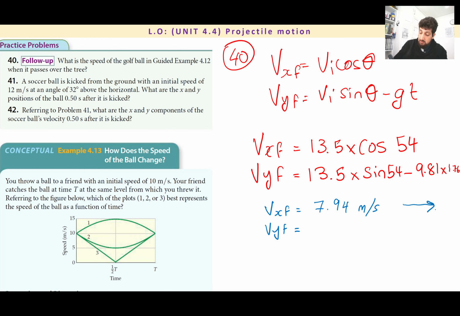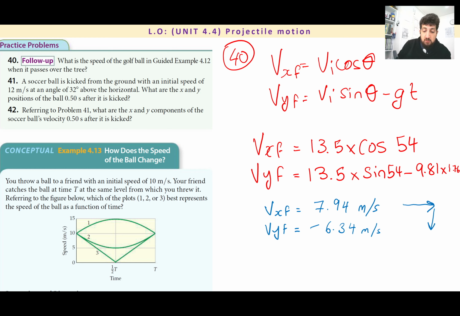Now, the ball has a horizontal component and a vertical component. The vertical component is going to be Vyf, but you see it's pointing down. So the first thing I expect is that it's going to have a negative sign as well. If it doesn't have a negative sign, we did something wrong. 13.5 times sine 54 minus 9.81 times 1.76. And that gives us negative 6.34 meters per second. Are we done?